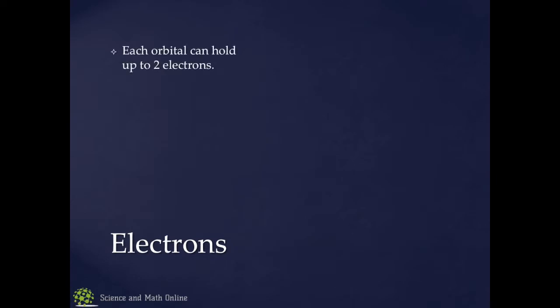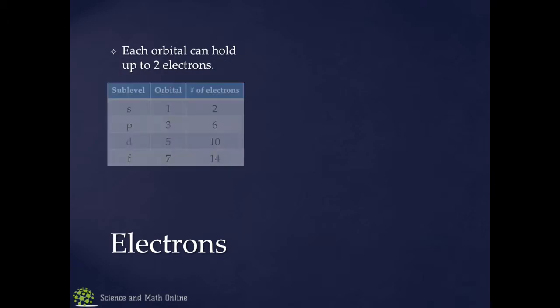All right, so electrons. Each orbital can hold up to 2 electrons. Remember, S's have 1 orbital, which means they can hold 2 electrons. P's have 3 orbitals, and they can hold 6. D's have 5 orbitals, meaning they hold 10 electrons. F's have 7 with 14 electrons.